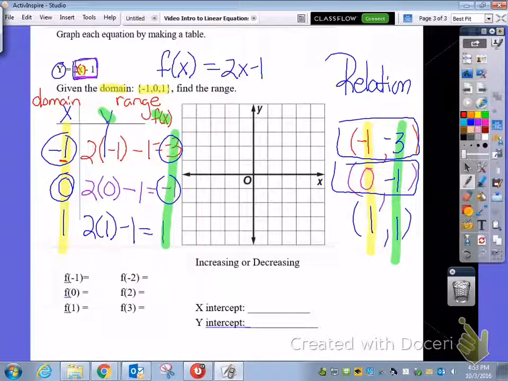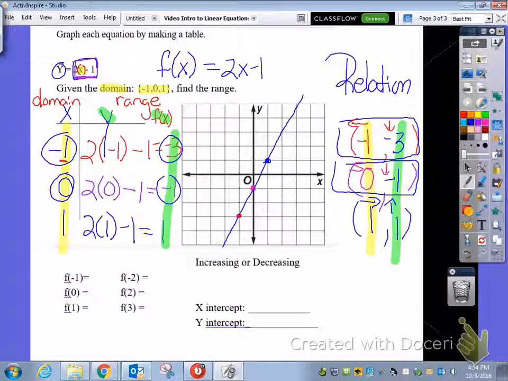So -1, -3. I have to go to the left 1 and I have to go down 3. So I go left 1, down 3. That's my first point. My second point, I stay put. So I stay at 0 and then I go down 1. And the last one, I go to the right 1 and I go up 1. So I start at the origin, I go to the right 1, up 1. Once you have those points, you take a ruler and you connect them.